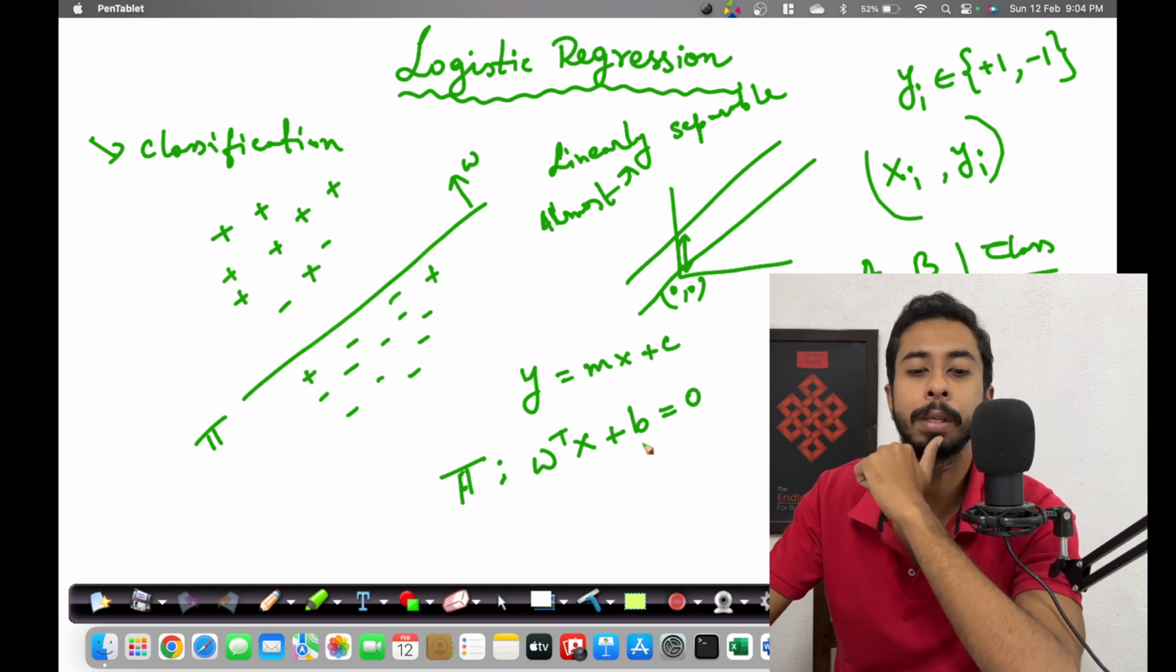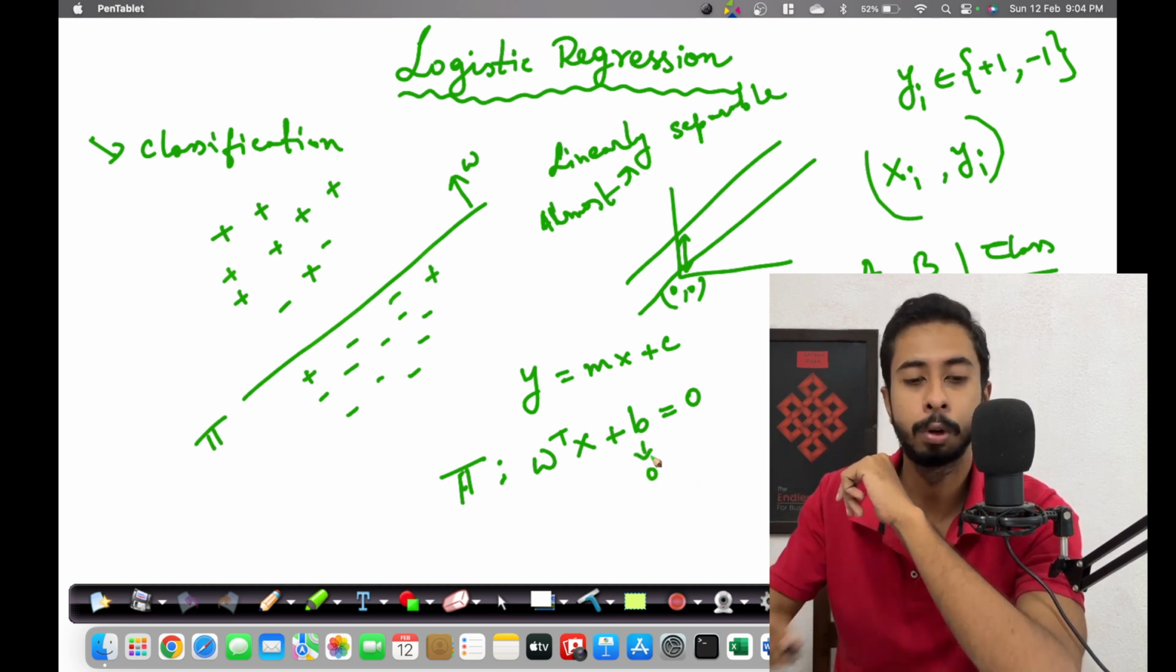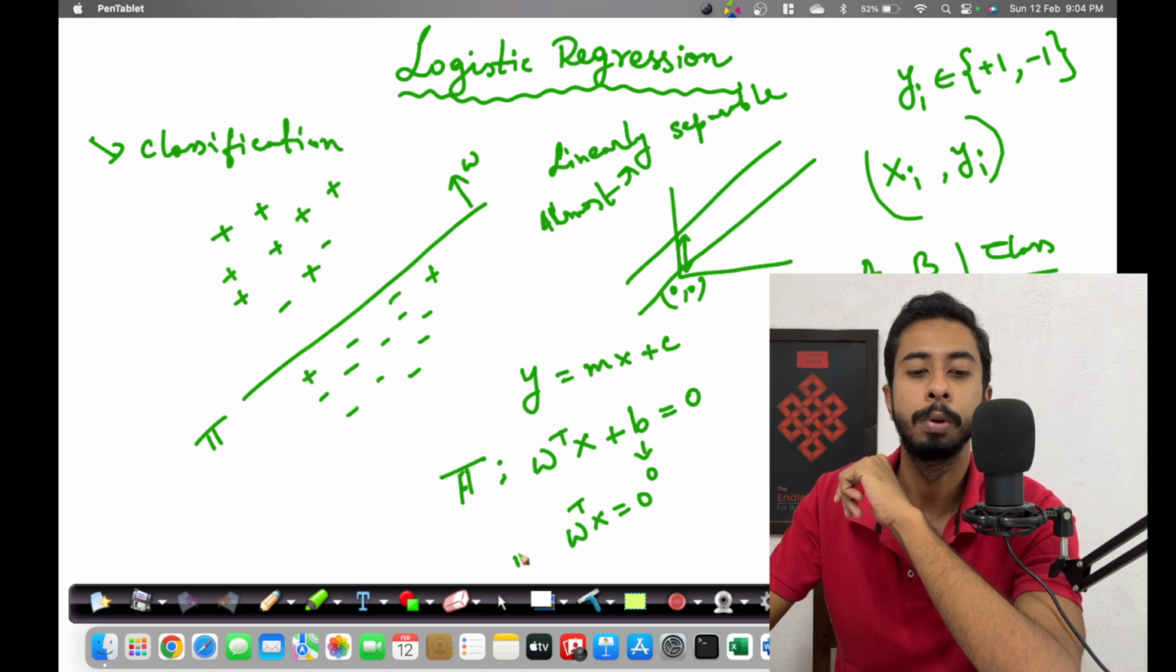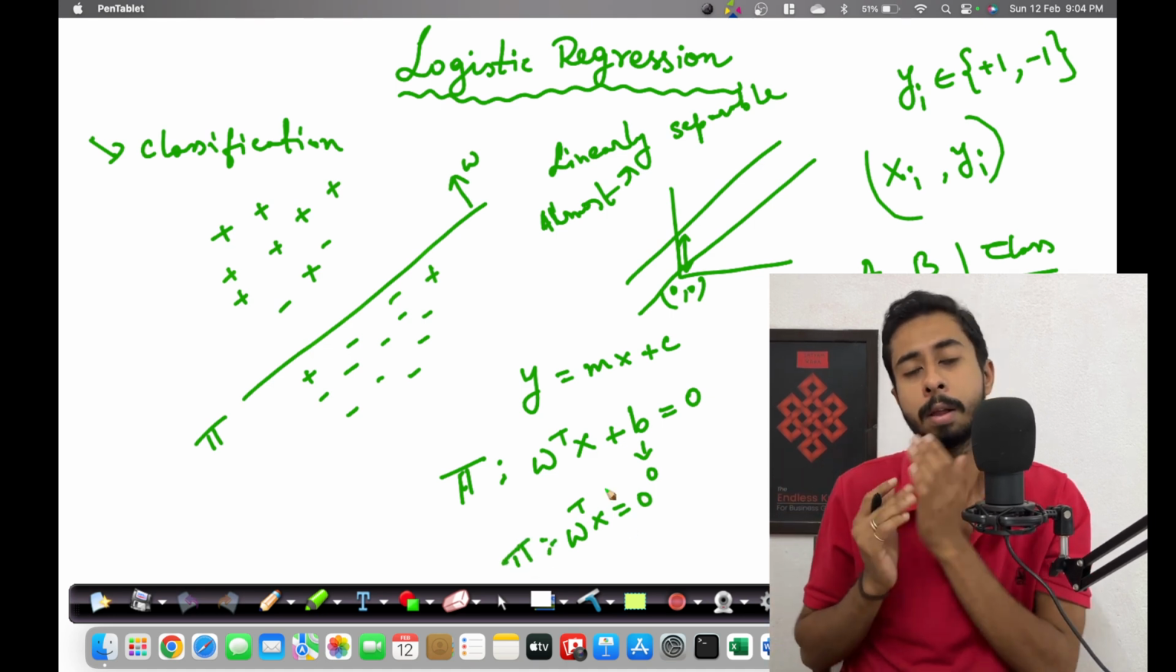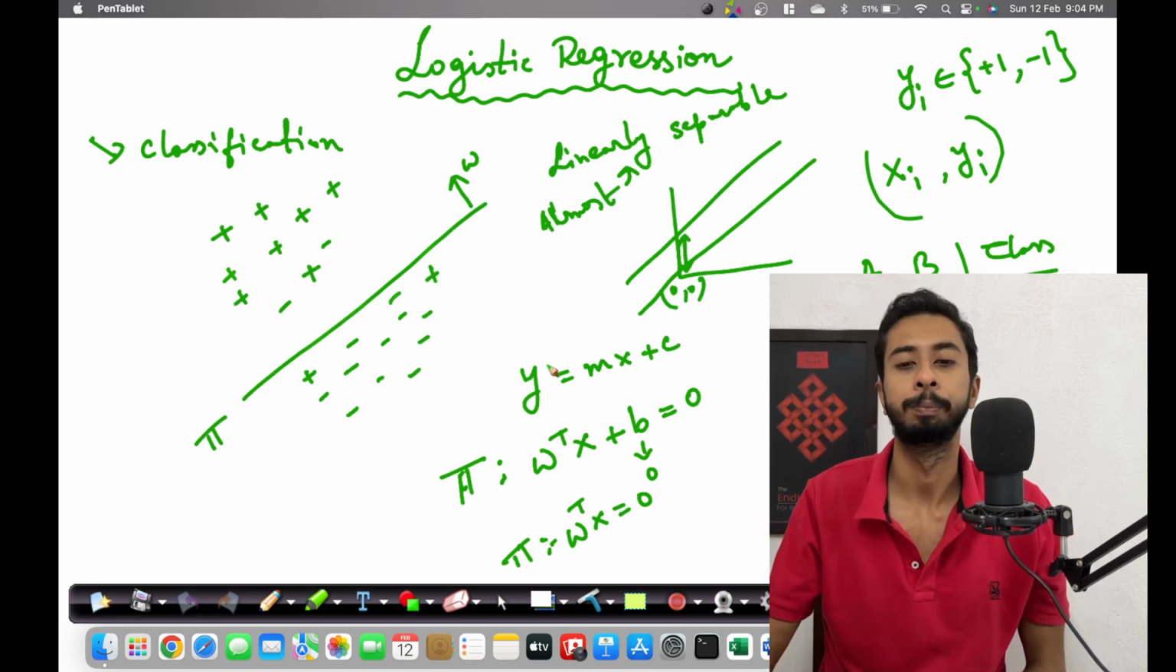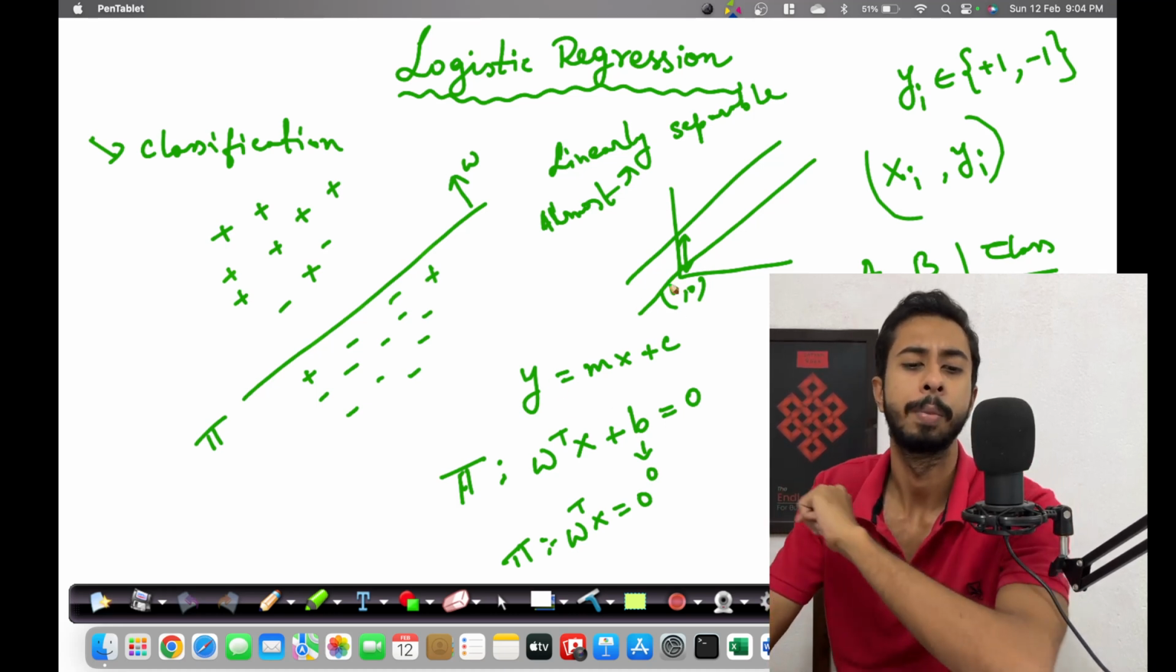Then what will happen? We can make this 0, right? Intercept is 0 because it is passing through the origin. So our equation is basically w transpose x equals 0. We'll be using this particular thing in order to derive the equation of logistic regression. Now what happens, you see?